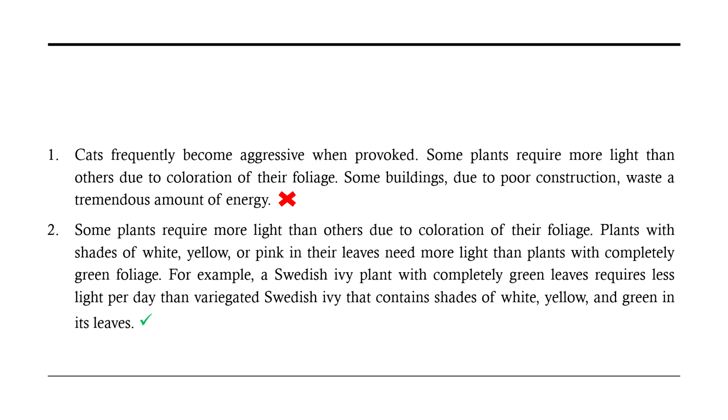In the first item, the group of sentences was unrelated. Each sentence was about different things, and there were no connections among them. This is not a paragraph. The second item, we can say, is a paragraph. It has a topic, which is plants, a main idea, which is plants require varying degrees of light due to coloration, and a supporting detail, which is the example of the Swedish ivy. The first sentence functions as a topic sentence in the second item.